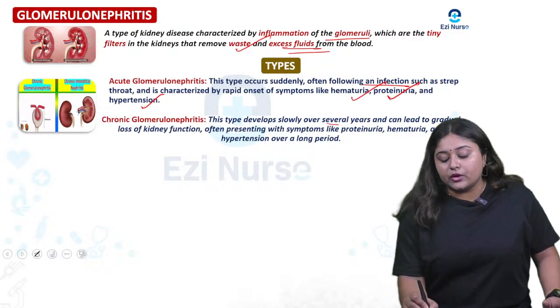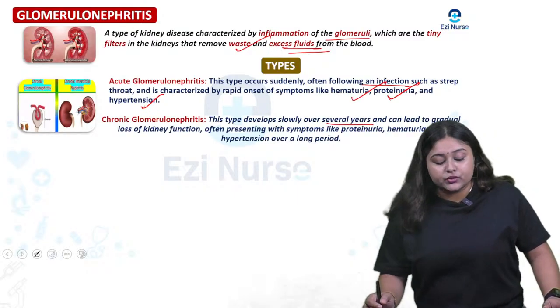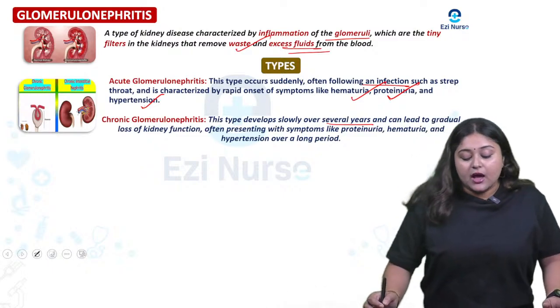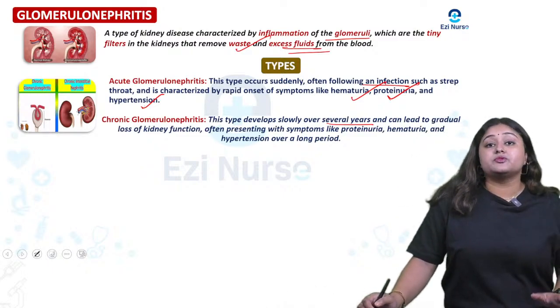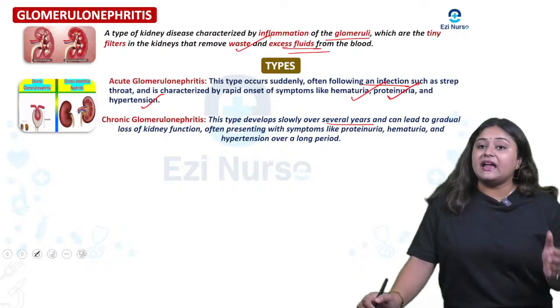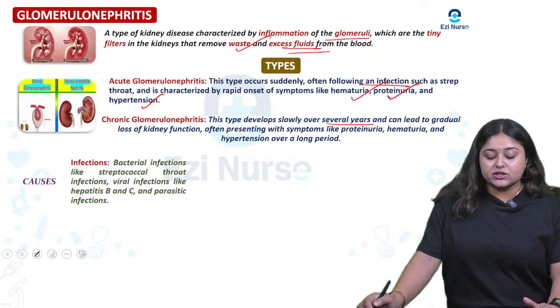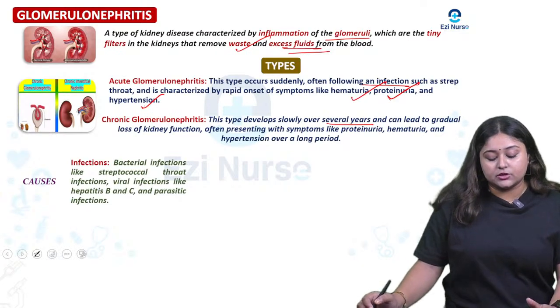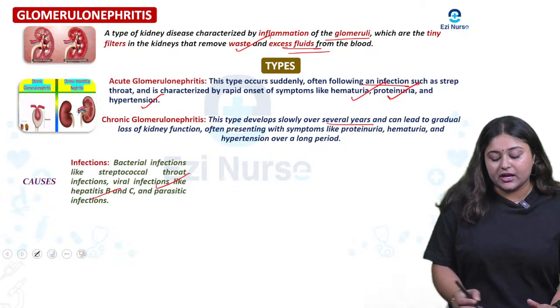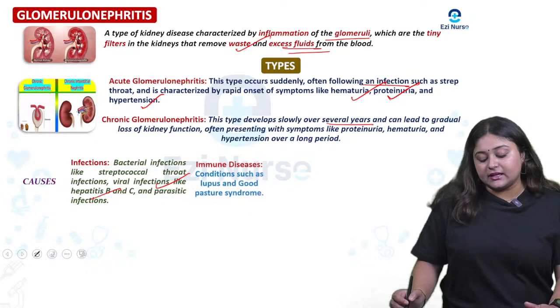It develops slowly over several years, and it can lead to gradual loss of kidney function, often presenting with symptoms like proteinuria, hematuria and hypertension over a long period. So what are the causes? Infections, like bacterial infection such as streptococcal throat infection, viral infections like hepatitis B and C, as well as parasitic infection.